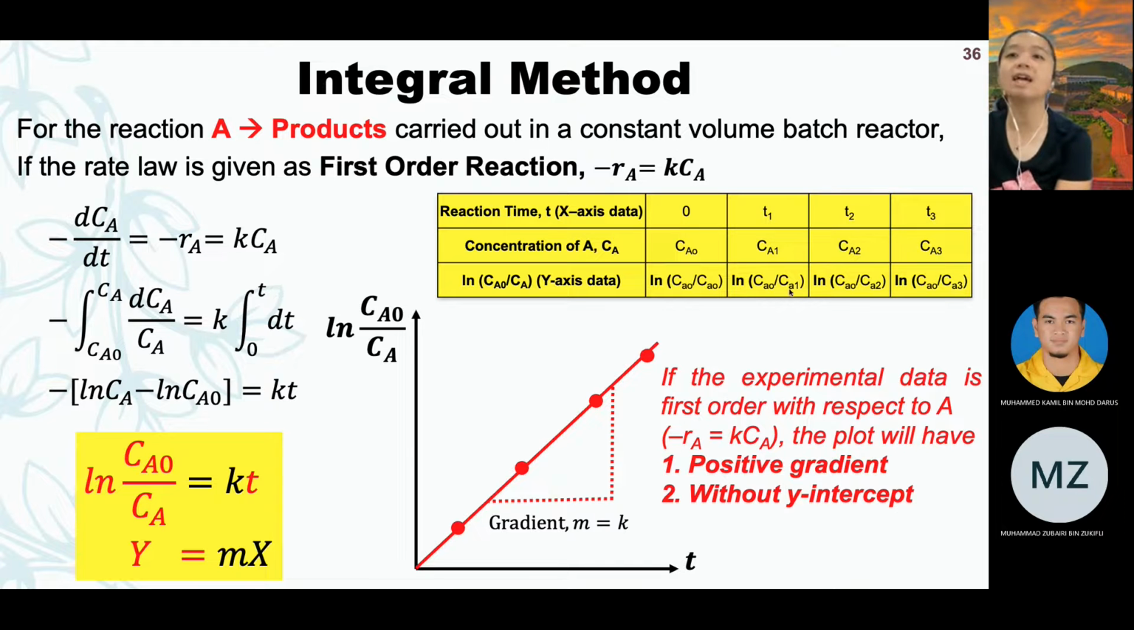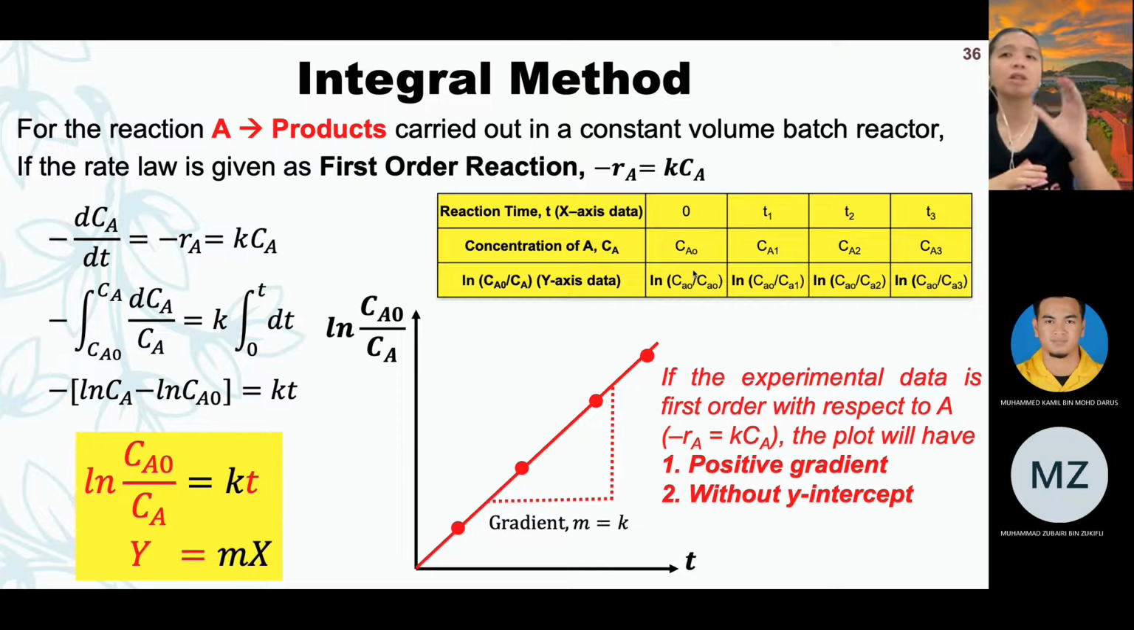Data paksi y yang kedua akan menjadi, kamu kena ambil CA1 kamu bahagi dengan CA0. Yang CA0 tu adalah concentration at minute 0. So kamu ambil CA1 bahagi dengan CA0. Lepas tu kamu ln kan, dapat data kedua. Data ketiga, kamu ambil CA2, kamu bagi again dengan CA0. CA0 rasa sama sebab CA0 tu adalah the fresh solution punya concentration.